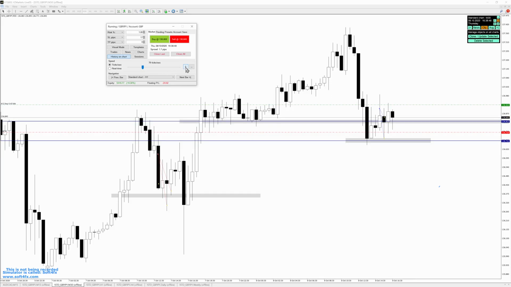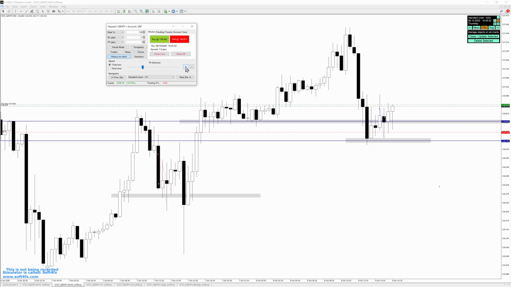Would you add another position? No. We will not add another position because this is the second chance we're giving our bias over here. And we're only using like 1% at this time. So yeah, the new 15-minute candle is about to close at this point now.